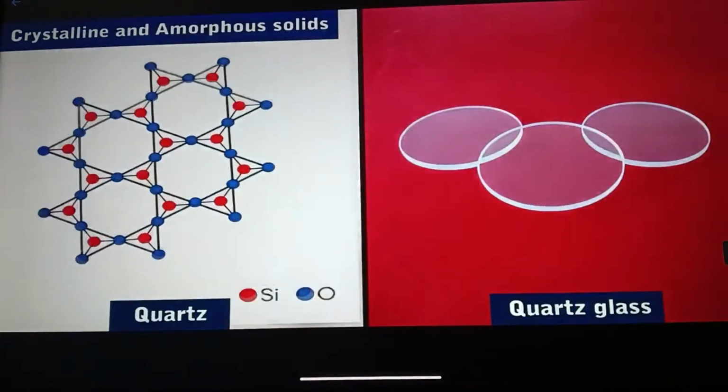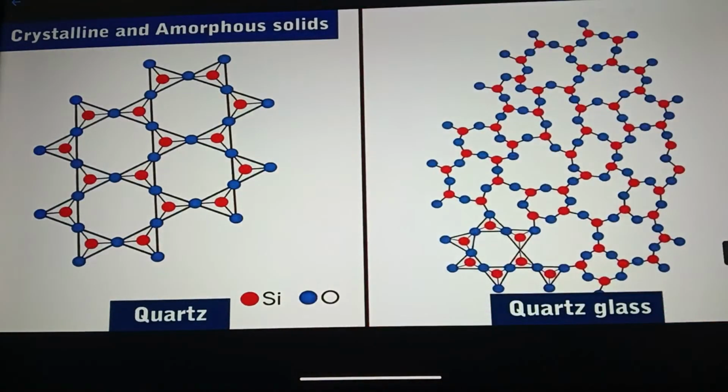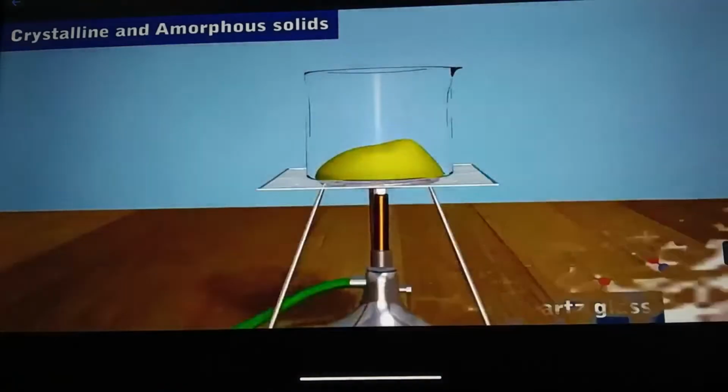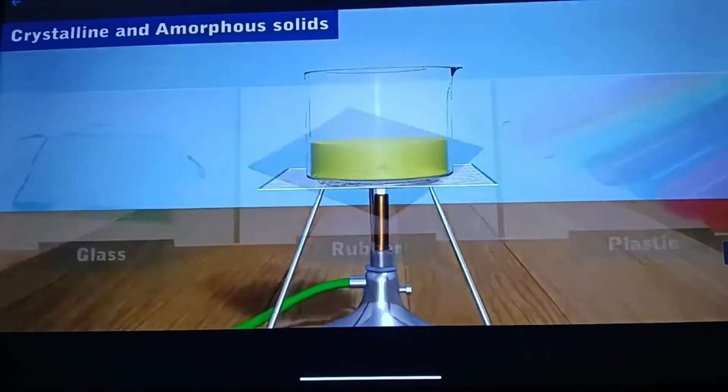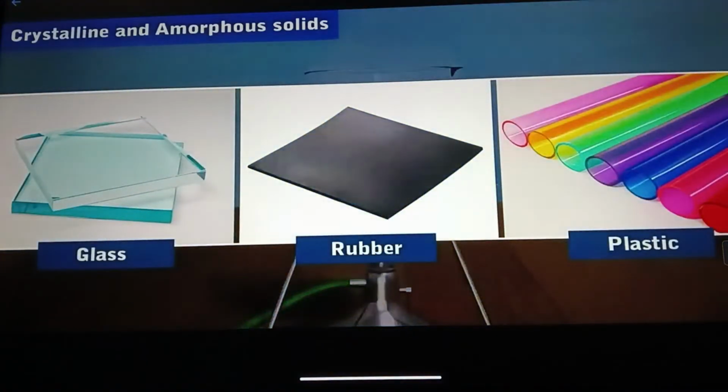An amorphous solid consists of a number of constituent particles arranged in a random manner. Thus, amorphous solids do not have any definite geometry. There is a short-range order, which means that there is an irregular arrangement of particles that repeats itself to a certain extent only. Glass, rubber, and plastics are examples of amorphous solids.